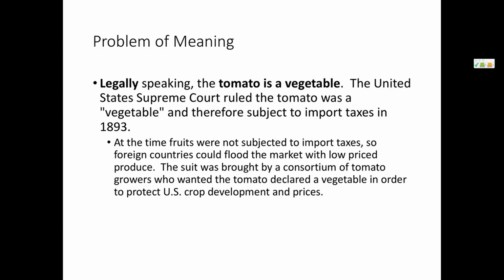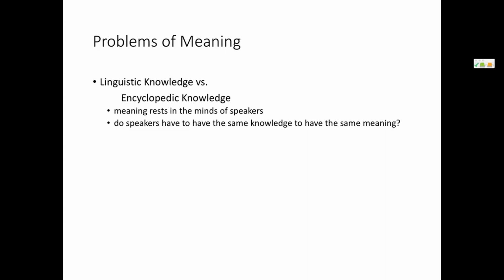Legally, the tomato's a vegetable. This is from 1893 and it had something to do with taxes and that kind of thing. And so the United States Supreme Court ruled that the tomato was a vegetable. So if the justices said so, then it is. But we've got horticulturally speaking and botanically speaking and legally speaking. So exactly which is it, fruit or vegetable? Okay? So we've got linguistic knowledge versus encyclopedic knowledge.